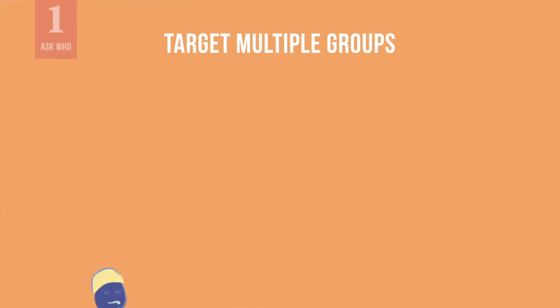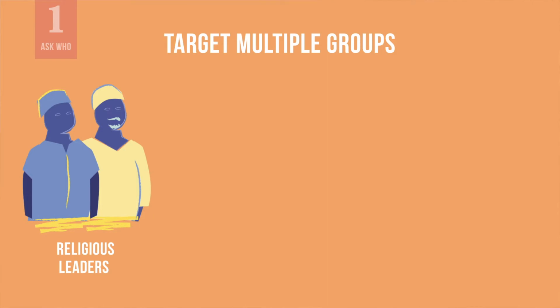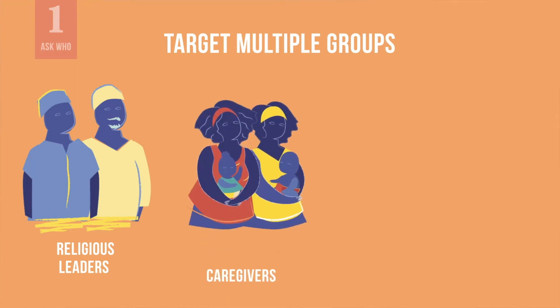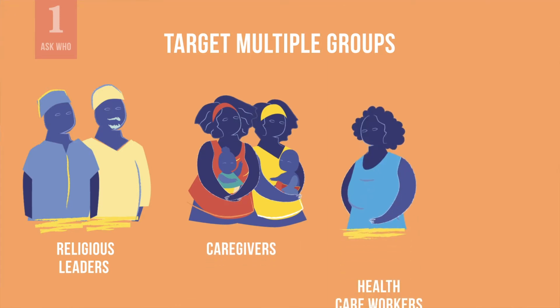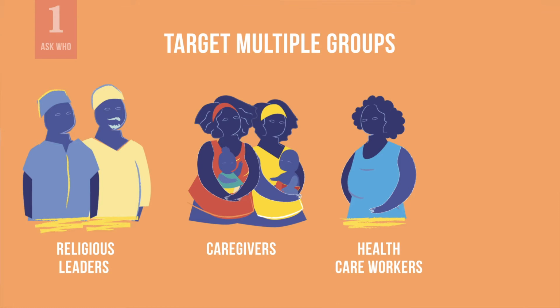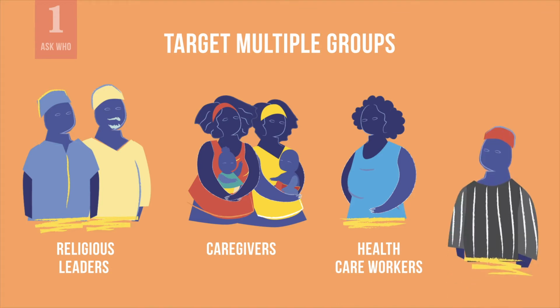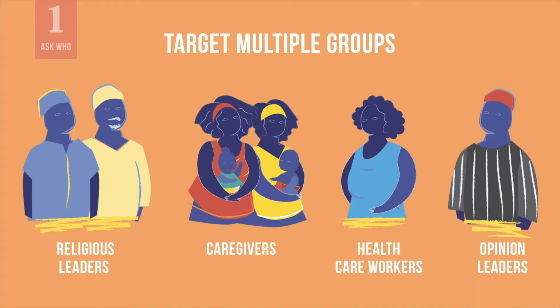For example, to address the religious opposition to vaccines, you may target younger religious leaders who may be more open to immunization, as well as leaders who have opposed vaccination. You would also target the caregivers who are refusing vaccination, the healthcare workers who treat these families, and opinion leaders such as village chiefs who could support your efforts.